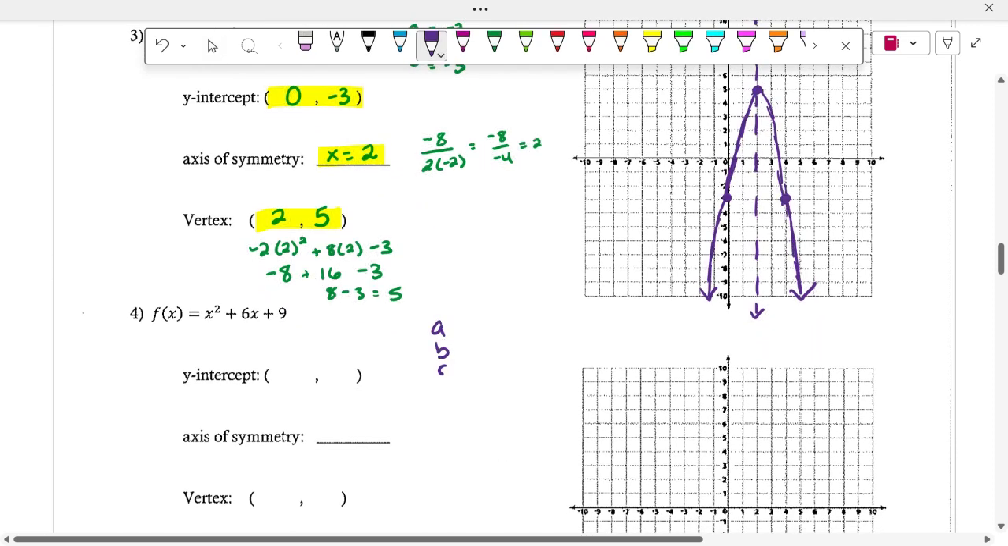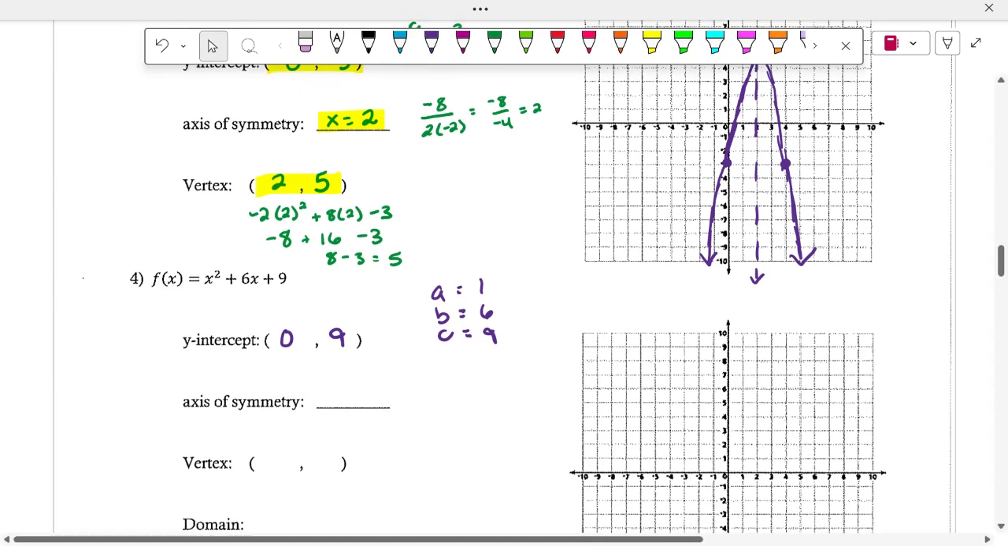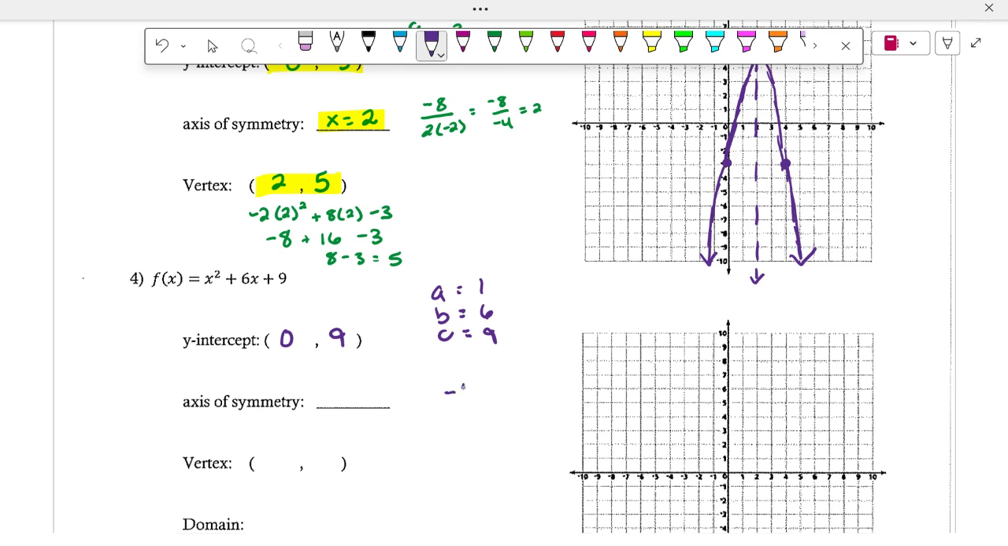A, B, and C, what is it? 1, 6, and 9. Y-intercept? 0, 9. So when I ask for the y-intercept, unless it's otherwise stated, I want it as a point. All right. Negative b over 2a. So I have what? Set up the formula, but don't evaluate yet. Negative what?